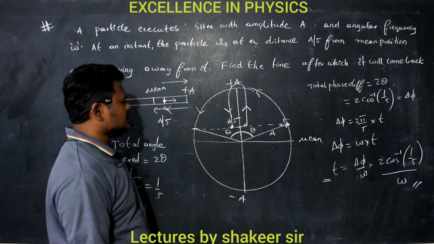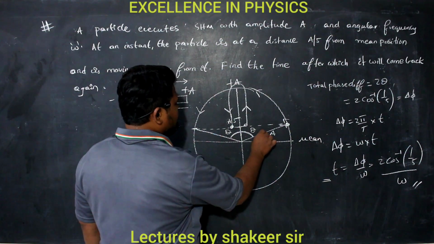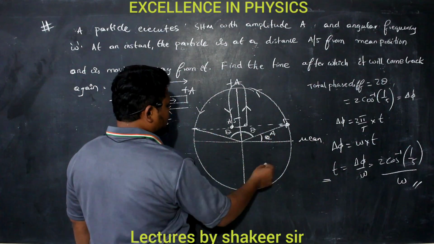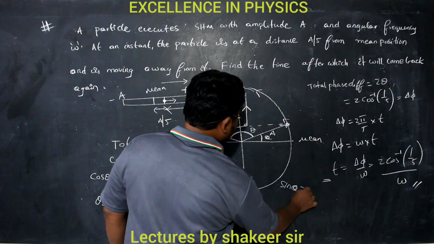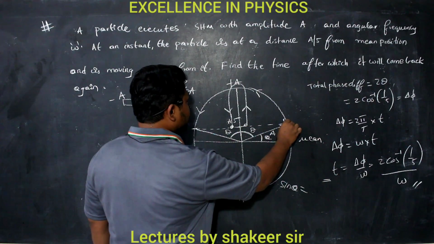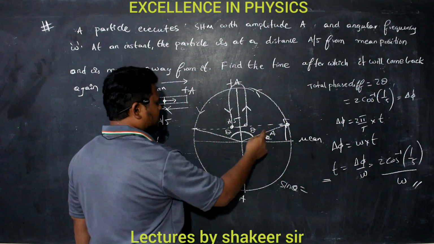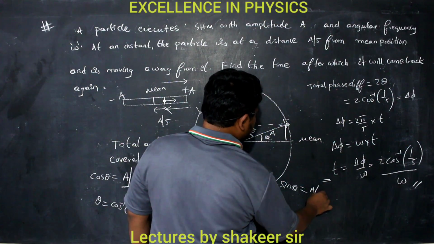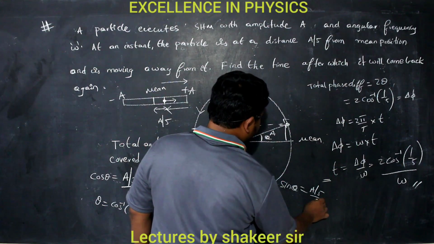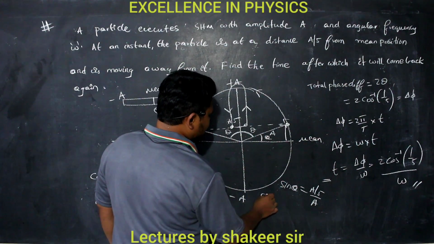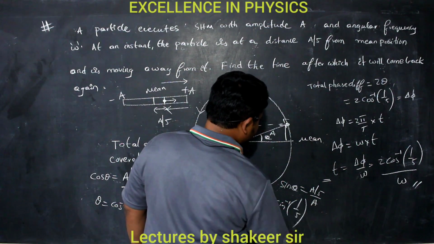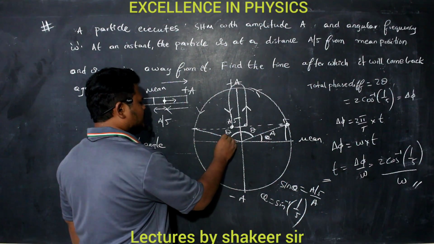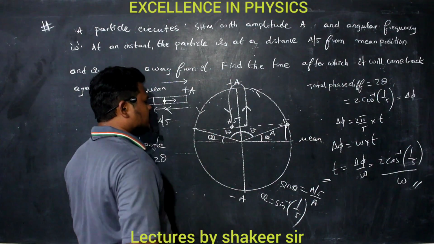How can I calculate sine theta? This angle, if I take it as alpha, then I can calculate sine alpha. Sine alpha is equal to, if this is A by 5, then this is also A by 5. So opposite by hypotenuse is A by 5 divided by A. Clear? So therefore the alpha value is sine inverse of 1 by 5. If this is sine inverse of 1 by 5, this is also sine inverse of 1 by 5.